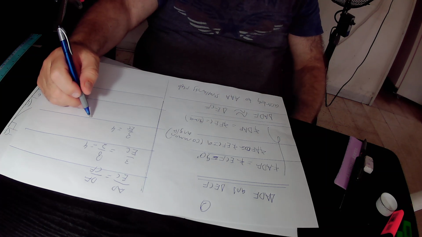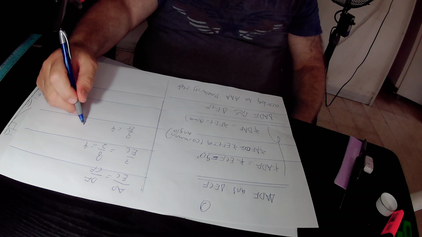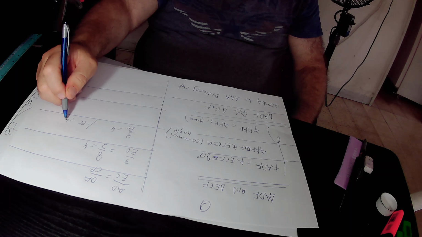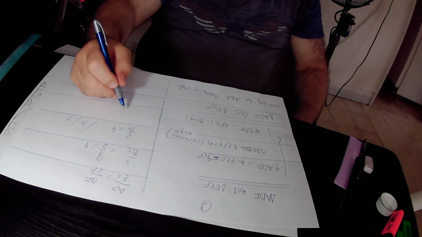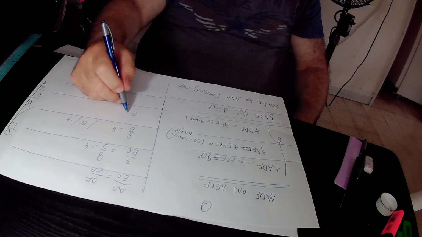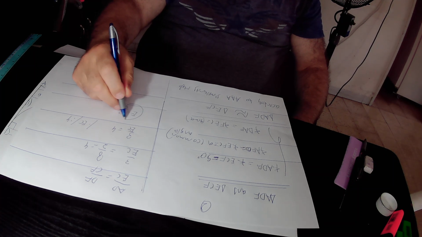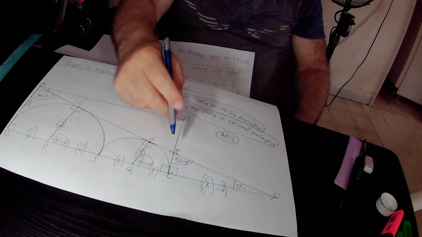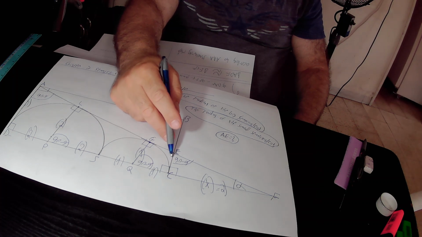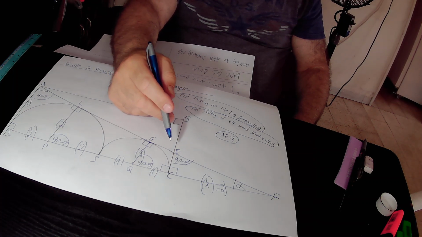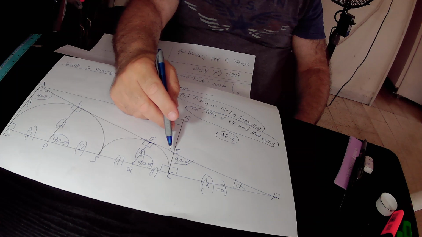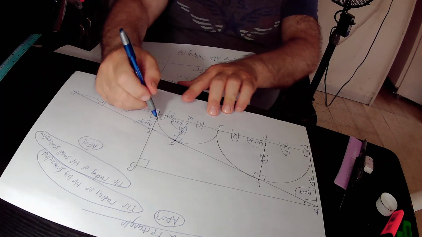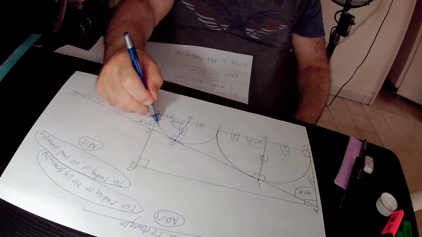Here we will multiply this equation by EC and then divide it by 4. And we get that EC equals 3 quarters. This is side EC and it equals 3 quarters.